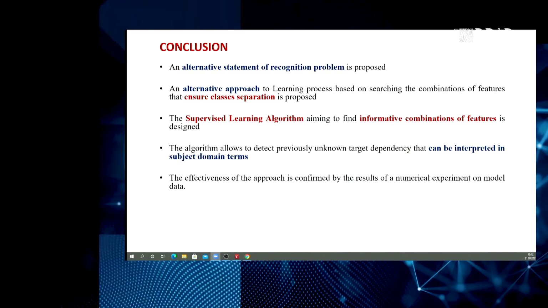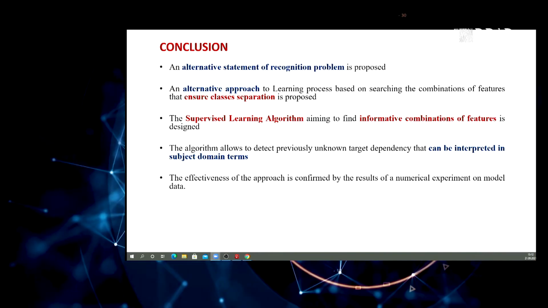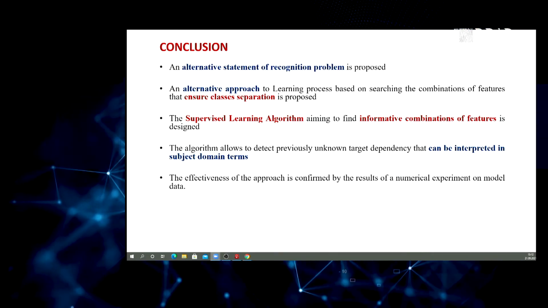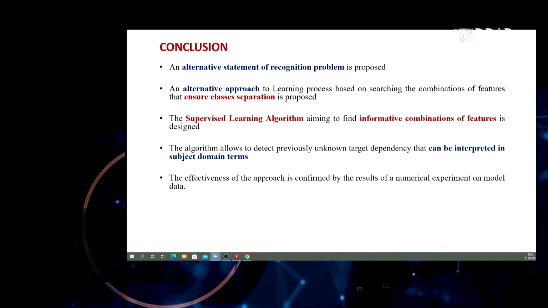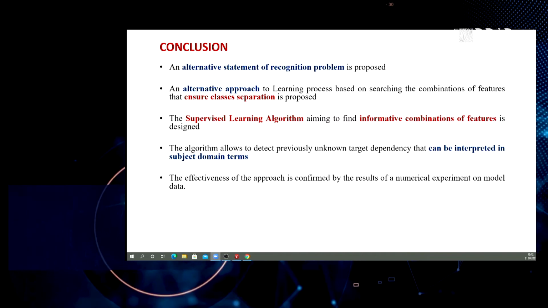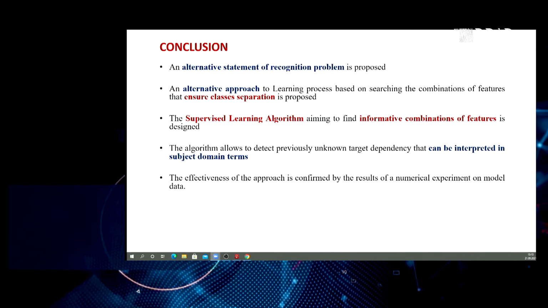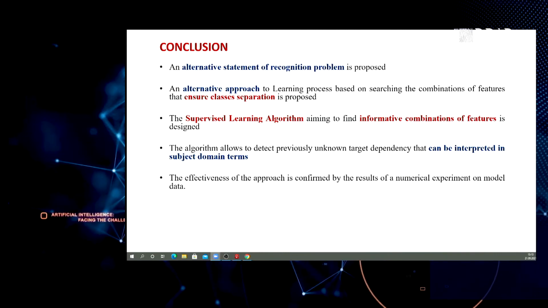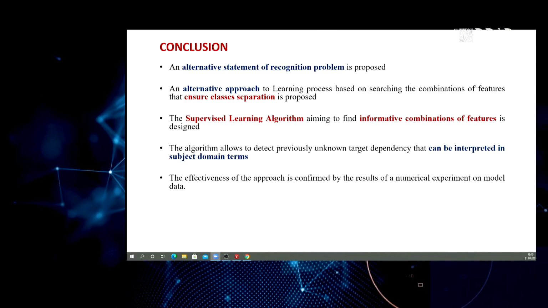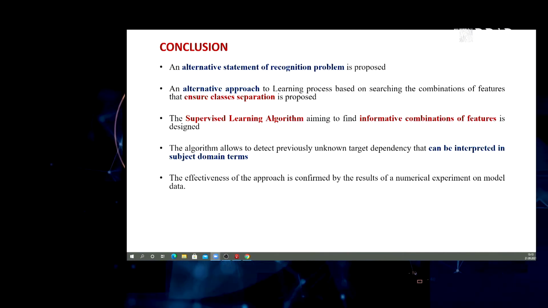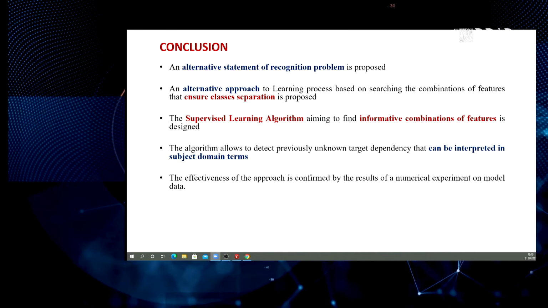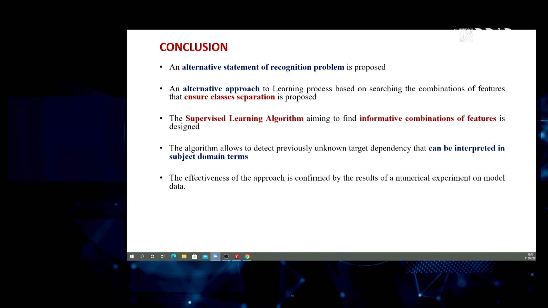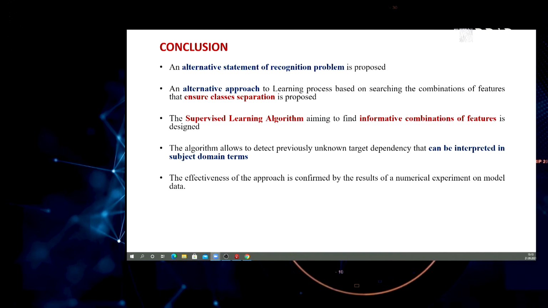As a conclusion of our research, we can say that as a result of the research, an alternative statement of the recognition problem is proposed. An alternative approach to the learning process is also proposed, and this approach ensures class separation. For that approach, a supervised learning algorithm is designed, aiming to find informative combinations of features that help us to classify objects. This algorithm also allows us to detect previously unknown dependency, and this dependency can be interpreted in terms of the subject domain. The effectiveness of the approach is confirmed by the results of the numerical experiment on model data. That's all. Thank you for your attention.